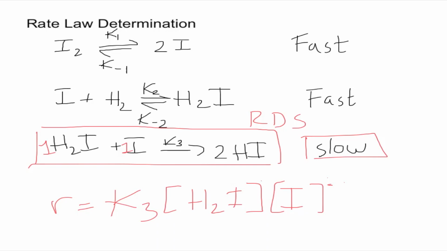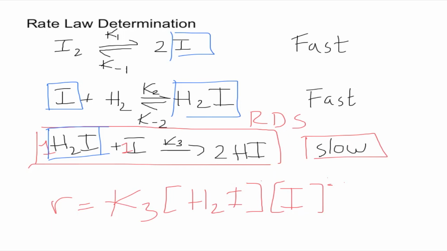For this particular example, we have H2I and I, which are both intermediates. So we have H2I in here, and we have it here. So it's a product and a reactant. That tells you it's an intermediate. And then the same thing happens for our iodine, I, right here. So we need to be able to substitute those intermediates out.